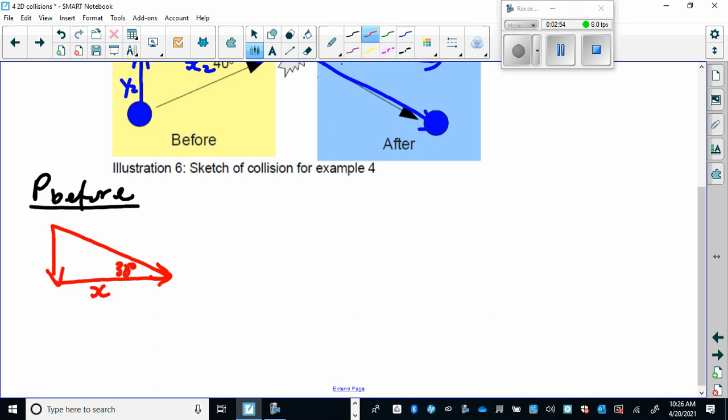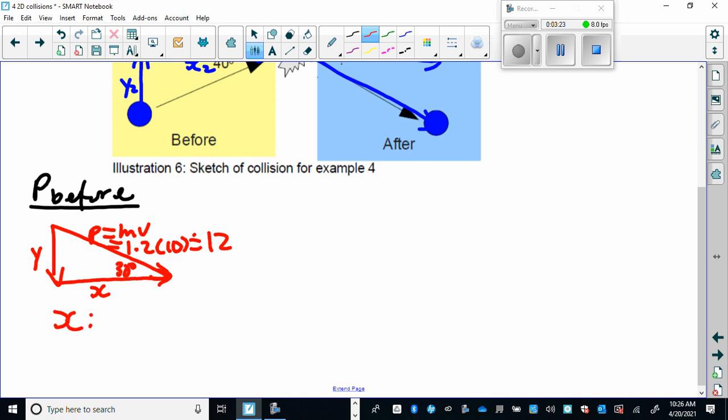X, y, the momentum. And remember, in these problems you must be consistent in what your hypotenuse is, and it's going to be momentum. So momentum is mass times the velocity. The mass is 1.2. The velocity is 10. So in other words, this hypotenuse is 12 kilogram meters per second. We can then use sine and cosine and separate that into an x and y component.